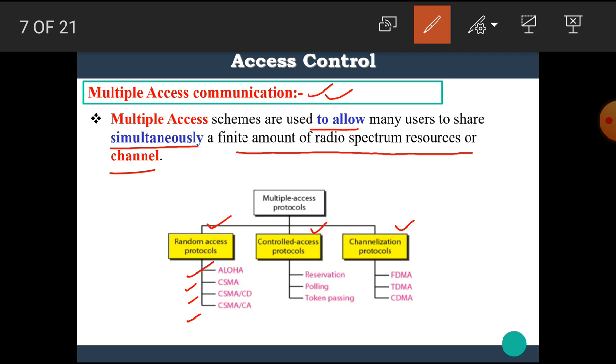The controlled access protocol is further divided into three types: reservation, polling, and token passing, while the channelization protocols are also divided into three types: FDMA, TDMA, CDMA. Let's see the details about each one by one.